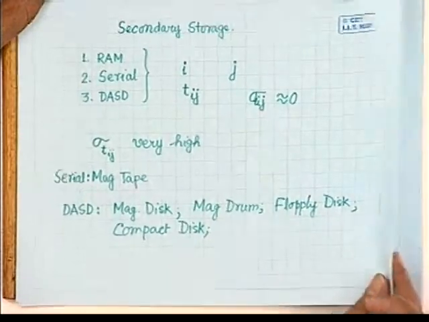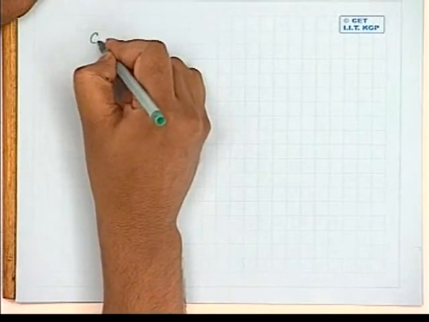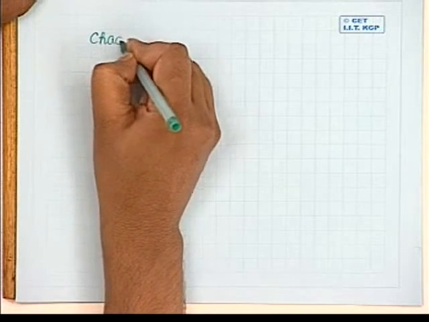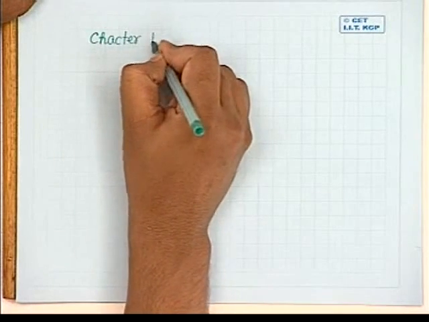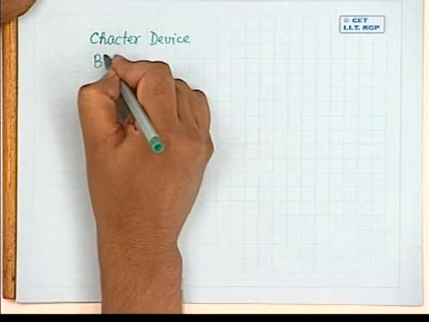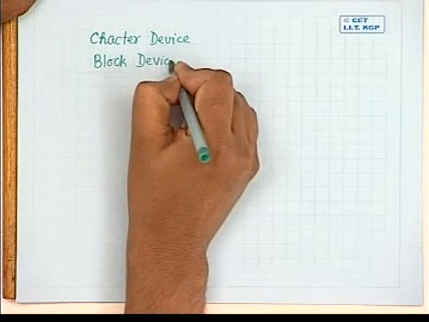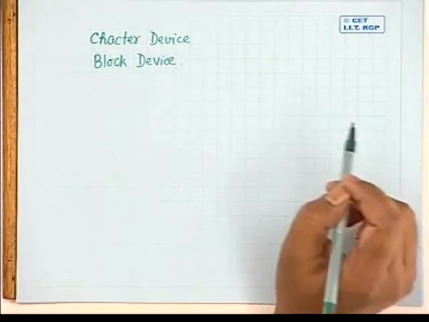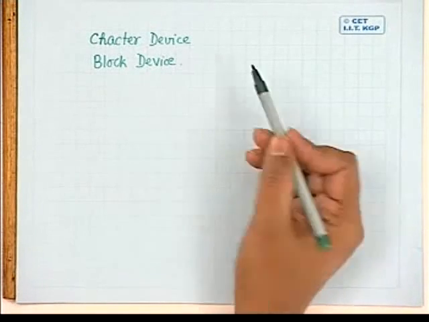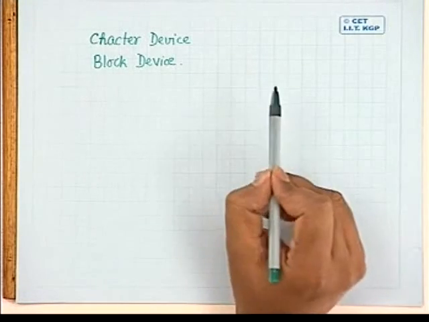Now, of these different kinds of devices, again we can have another categorization. We can call some devices character devices, whereas some other devices can be called block devices. So we can have a character device, and we can also have a block device. The character devices are those where the data can be accessed character by character or byte by byte, or if we want to write anything into the device, we can write that data in the form of characters or in the form of bytes.